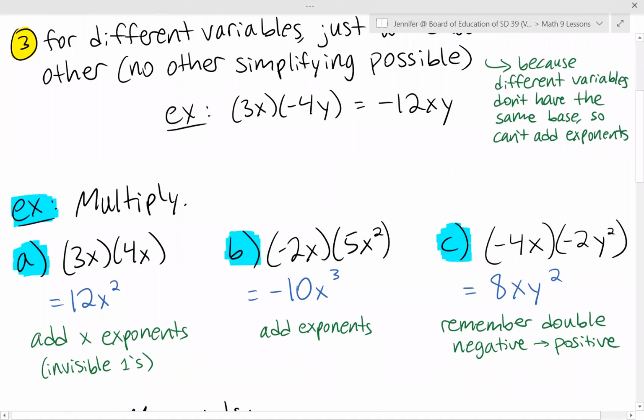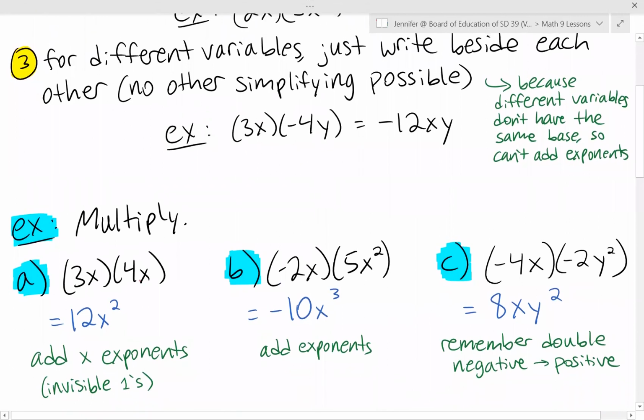A couple examples for multiplying. So 3x times 4x, multiply 3 by 4 to give us 12, and x times x gives us x squared because we added those x exponents because they have the same base. And remember, when a variable does not have an exponent written, it just has exponent 1, but those are the invisible ones that we don't have to write, but it still is there.